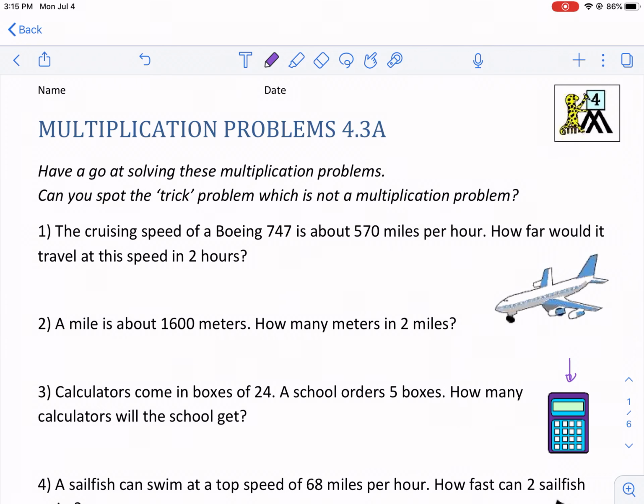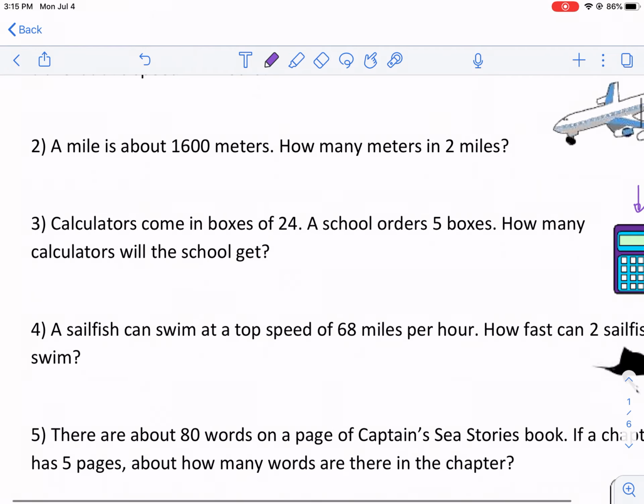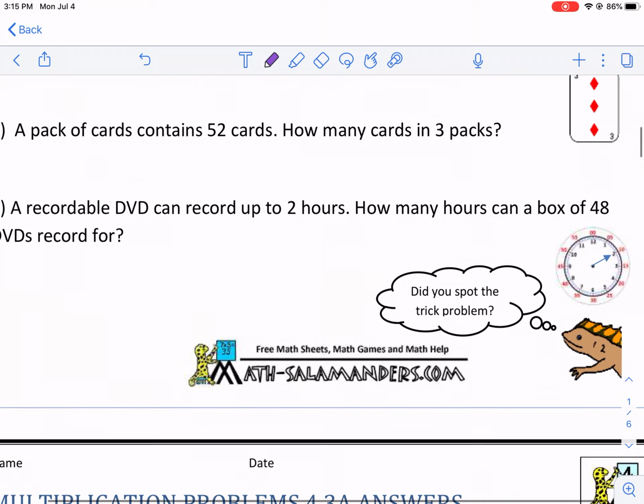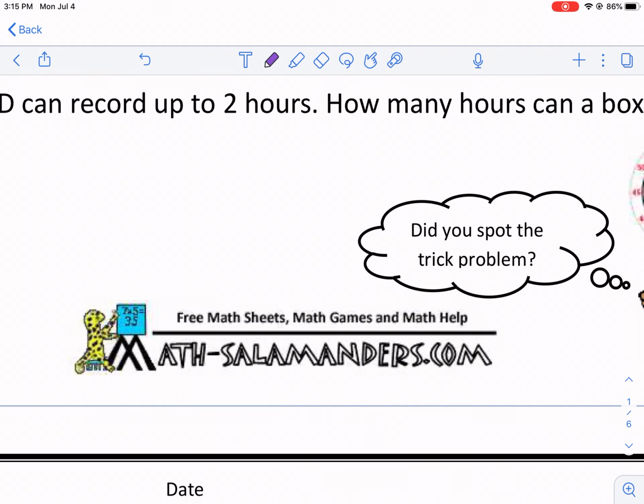These are word problems, kind of story problems, and I'll give you a hint what we're going to be using for it. Multiplication. It says so right here, multiplication problems 4.3a. This, of course, is from Math-Salamanders.com. There'll be a link in the description below if you want to check out that website. Tons of great math resources.